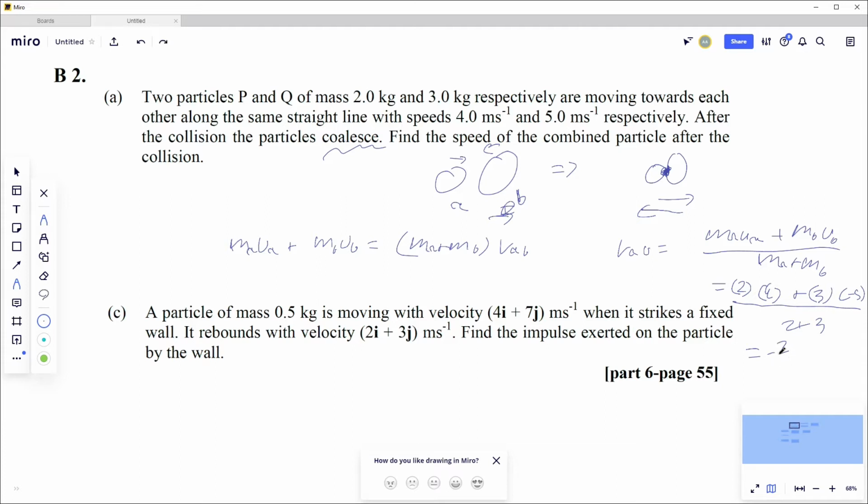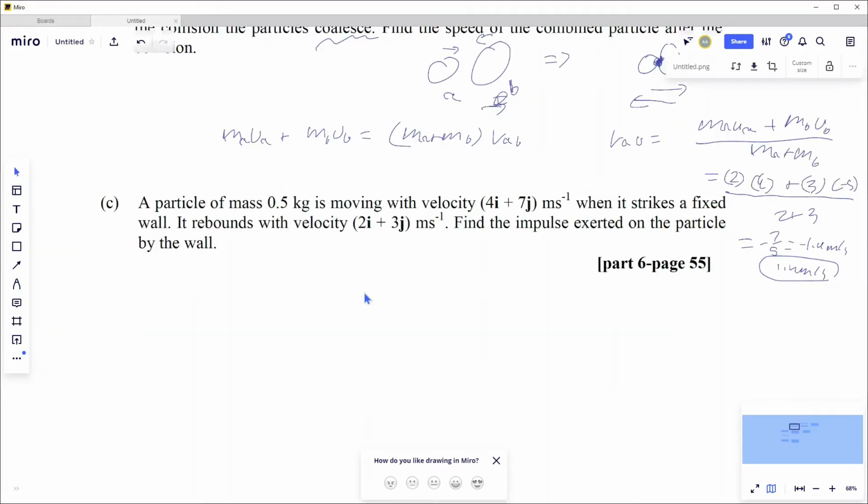What did I write? Minus 7 over 5, which is minus 1.4 meters per second. They want speed, so 1.4 meters per second is the final answer. And so let's move to part B, ignore the fact that I said C.